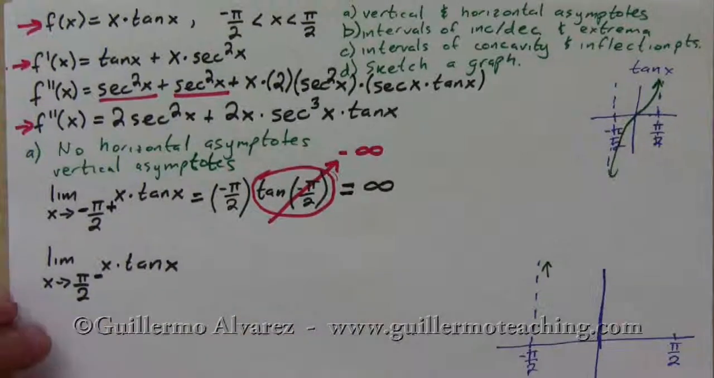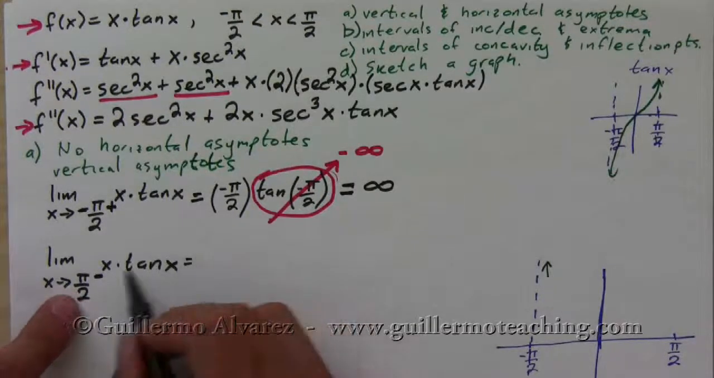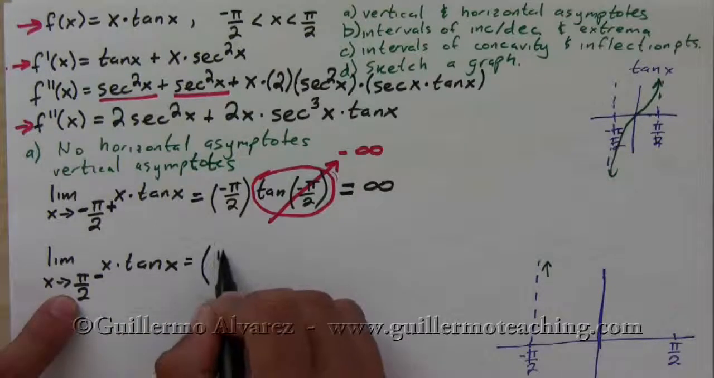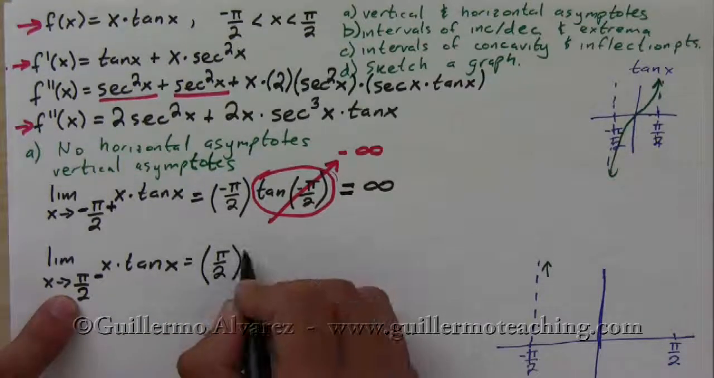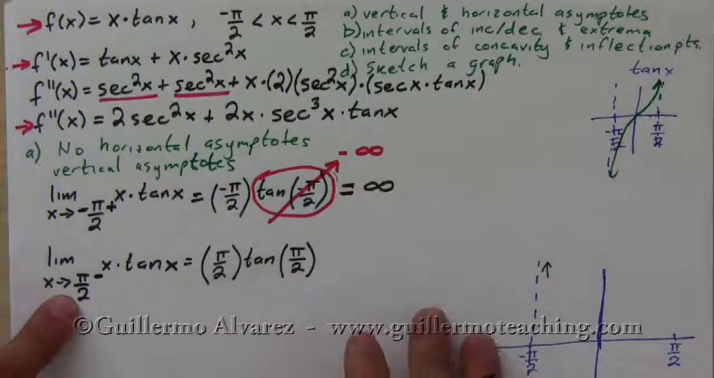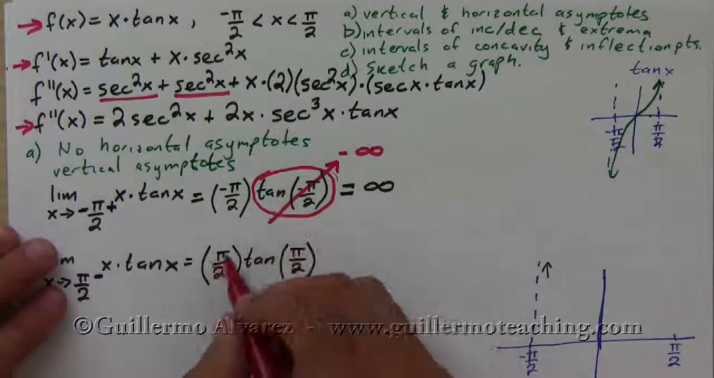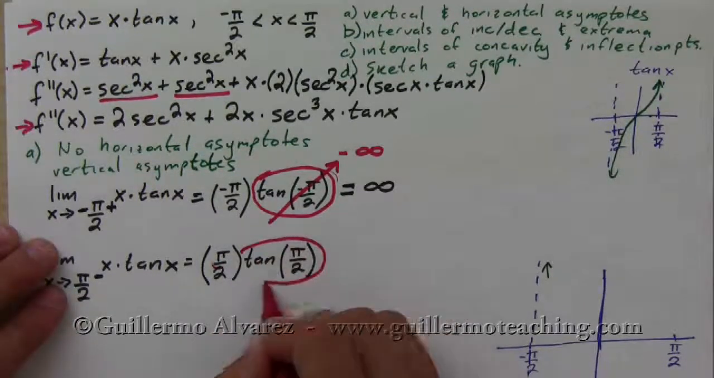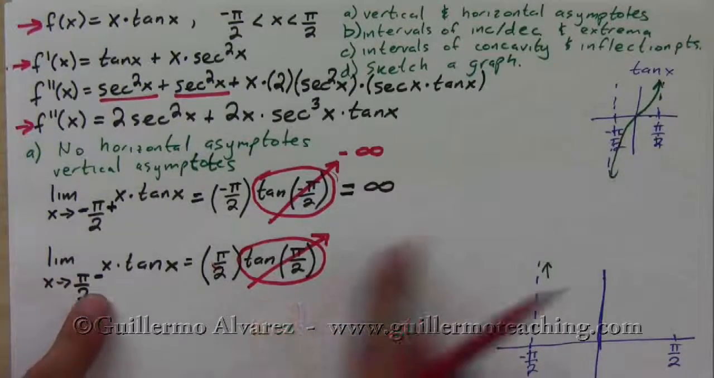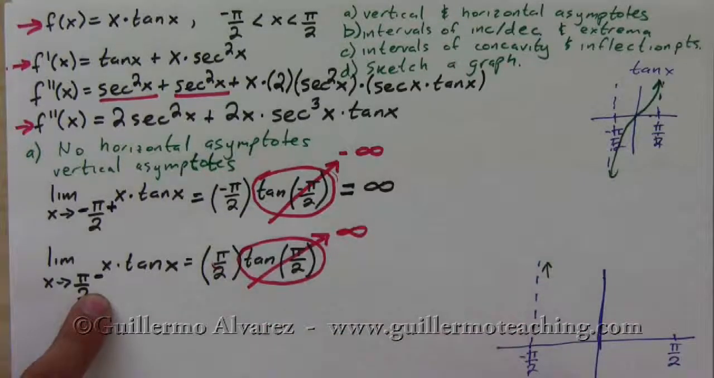Okay, now let's try to figure out what's going on here. Here we're approaching positive pi over 2 from the left. So let me plug it in and see what's going on. Tangent of pi over 2. Well, pi over 2 is just a constant. Tangent of pi over 2, though, as we approach pi over 2 from the left, is going to positive infinity.